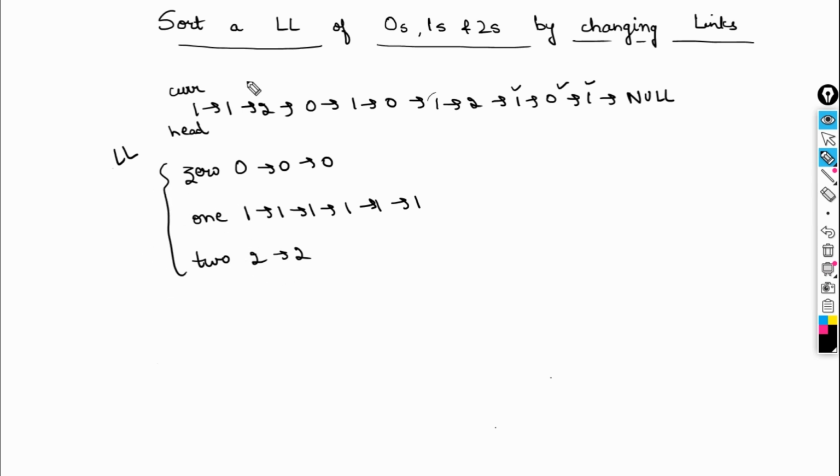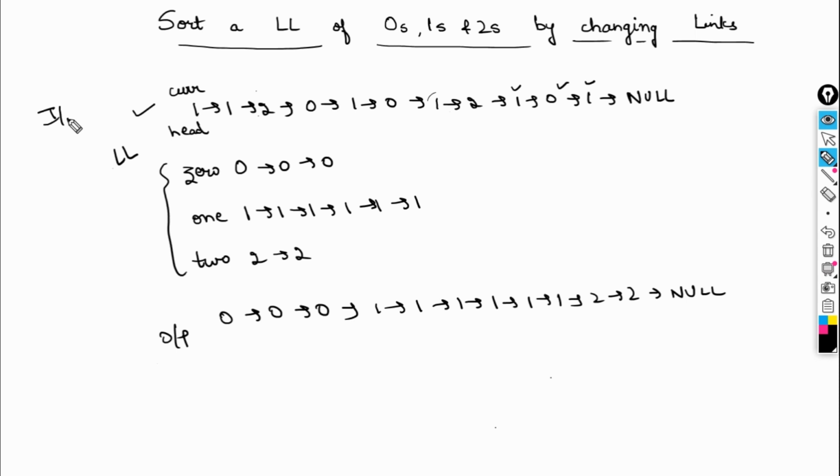Let's write the output first. What should be the output for this list? How many zeros are there? 1, 2, 3, so 3 zeros. Then we have 1, 2, 3, 4, 5 and 6 ones, so let's write 6 ones here. And then we have two twos. So this should be my output list for this input.